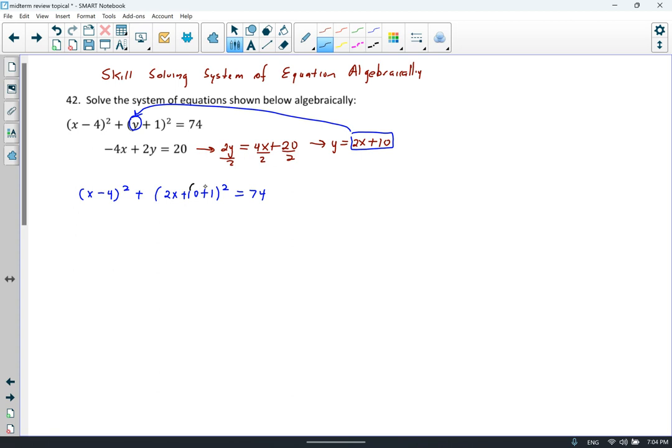I'm then going to combine like terms, and I can rewrite this expression as (2x plus 11) squared. And now I'm going to expand. So I have (x minus 4) times (x minus 4) plus (2x plus 11) times (2x plus 11) is equal to 74. I'm going to multiply x minus 4 times x minus 4 out, and 2x plus 11 times 2x plus 11 out.